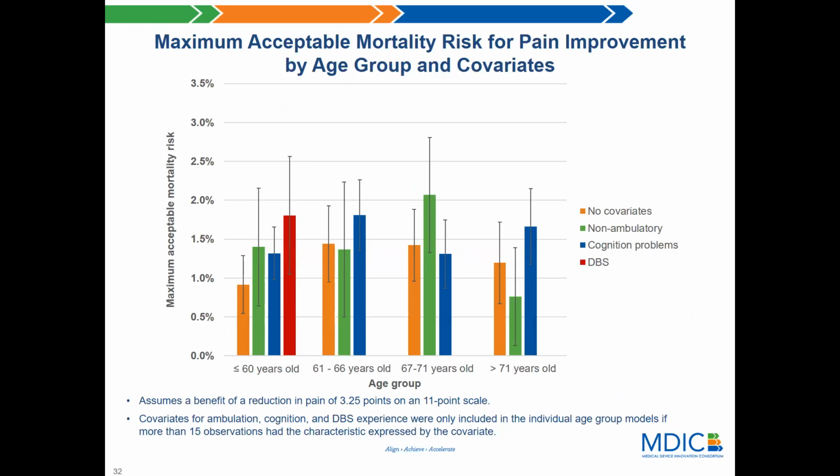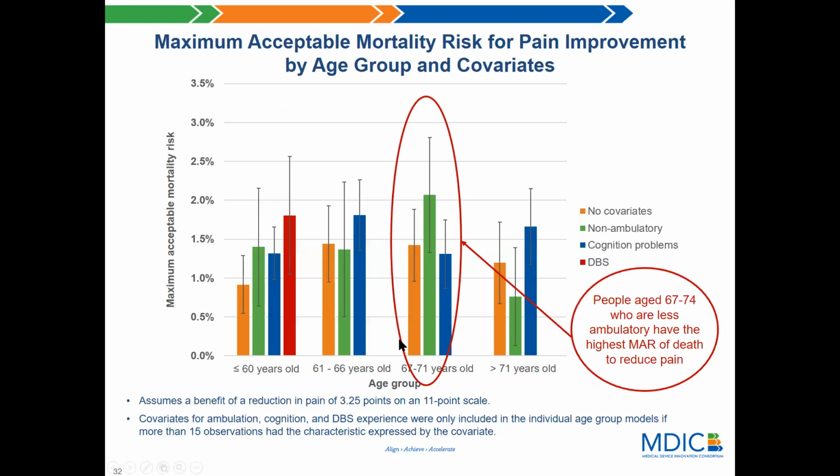So here again we have the subgroups that we defined before, the ambulatory, the cognition, and the deep brain stimulation, but we've divided these up by age groups. One of the things that we found here was consistently, no matter how we modeled the data, age was one of the most significant predictors of risk tolerance throughout the study, and that was robust almost regardless of specification of the model.